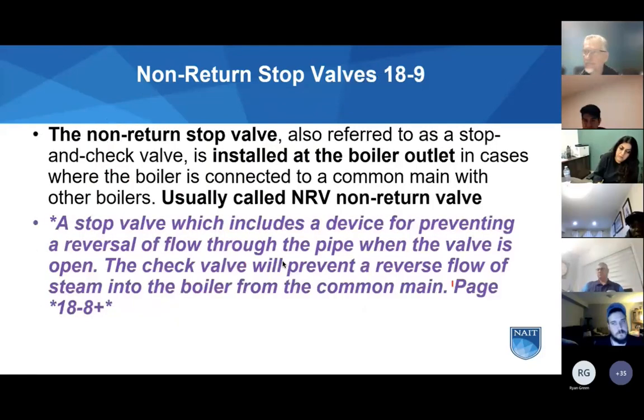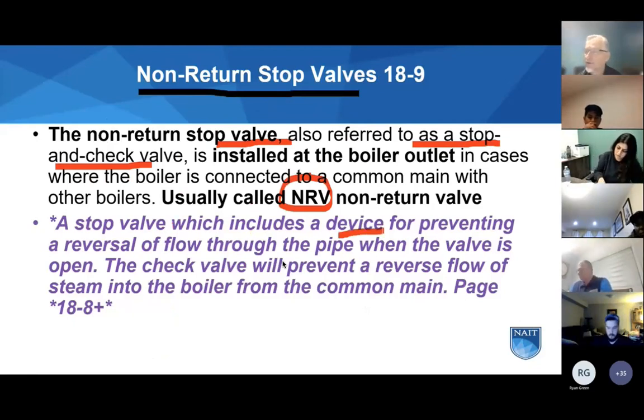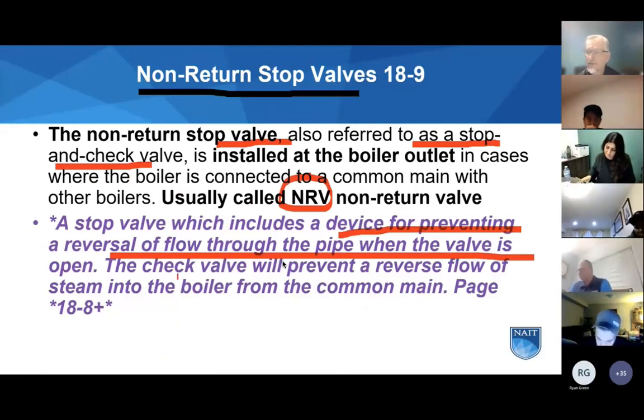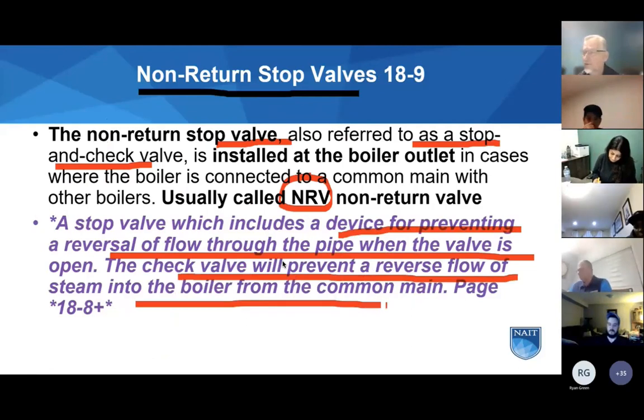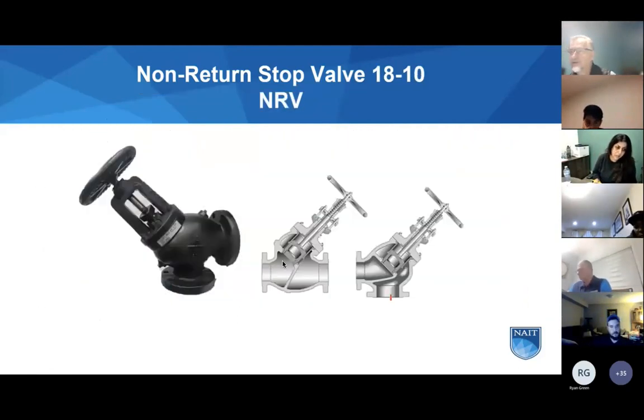Okay. Non-return stop valve, stop and check. Sometimes we call it stop and check. NRV is the most common name for non-return or non-return stop valve. This is the most common name for that device. It has a device that prevents reversal of flow through the pipe. If the valve is open, check valve will prevent a reverse flow of steam into the boiler from the common main. And that's all described on page 18.